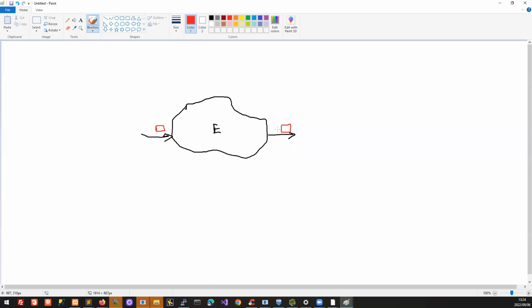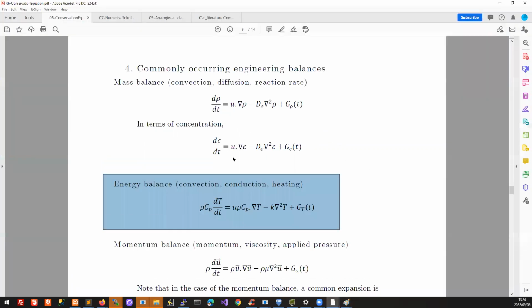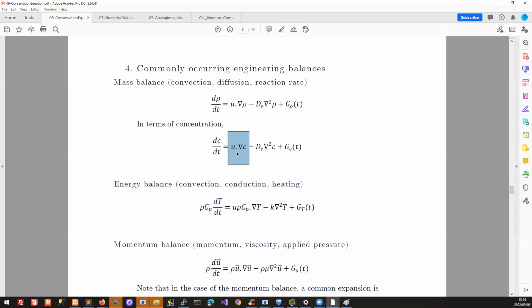And then that would count as the convection analog to our balance. So in the case of mass transfer, we had U grad C. In the case of the energy balance, we have U CP grad T. And we'll talk about this in some more detail later today. Then in the mass balance, we also had diffusivity times grad squared C. So this was our diffusion part.